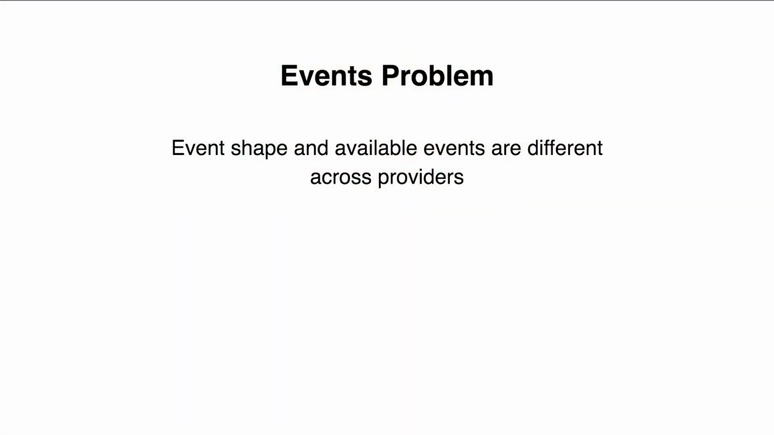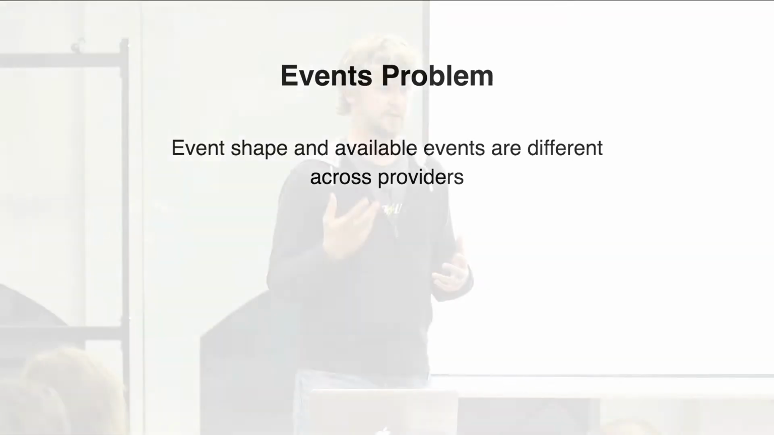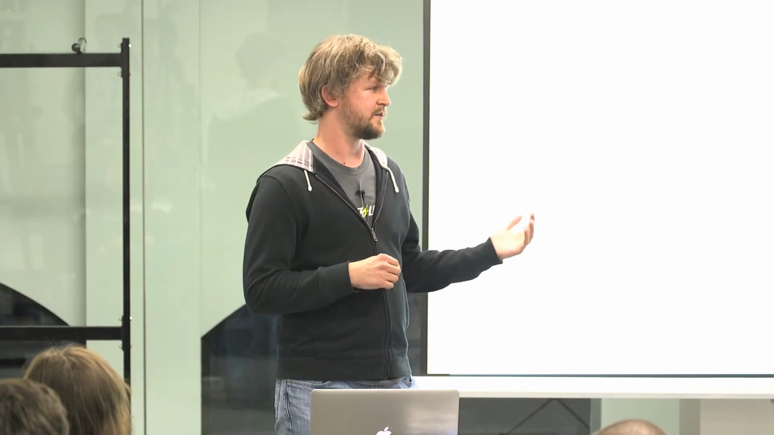So there's also an events problem. This is the basic idea that event shapes and available events are different across providers. There are two different problems here. The general idea of event shapes being different is that an HTTP event that you get inside of Azure might look a little bit different than what you get inside of AWS or what Google gives you, et cetera. And each provider has different offerings, right? So therefore, there are different events associated with those different offerings.